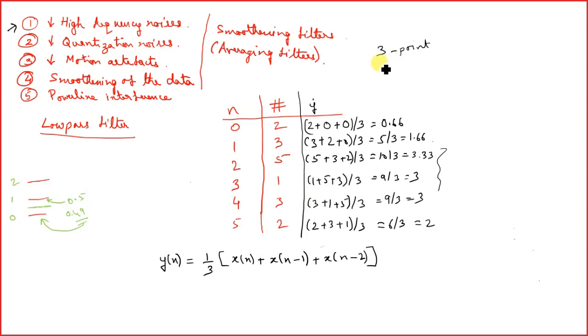Now here I have discussed only a 3-point averager. You can go for a 4-point moving averaging system, a 5-point moving averaging system, or a 200-point moving averaging system. It depends upon your application, what type of application you want to do. Now you would say, sir, at n equals 0 and n equals 1, the amplitude has significantly reduced. Okay.